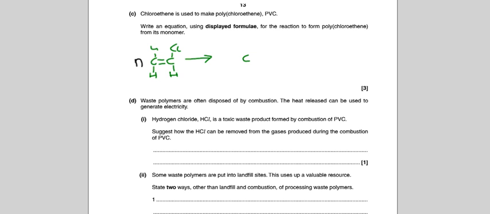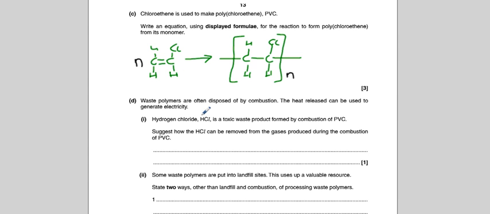I'll break the double bond, so I just have a single bond there. I have exactly the same groups. I've got my Cl, my H, my H there. I've given it wings, square brackets around, and do not forget, it's going to be worth one of your marks here, n. So you'll get 1 mark for the monomer, 1 mark for the polymer, and 1 mark for balancing with your n.